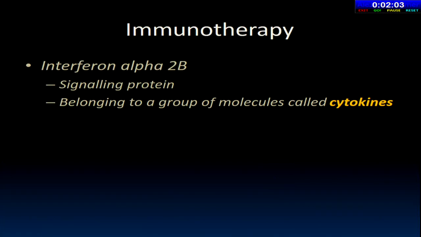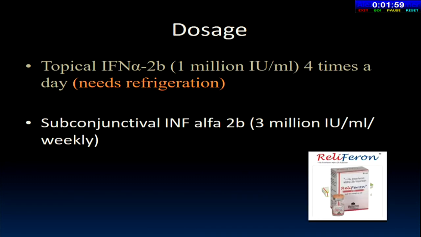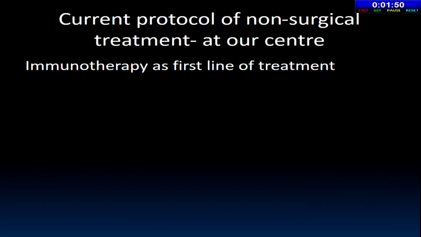What is it? It's a cytokine, interferon alpha-2b that is used. It comes as an injection, needs to be reconstituted to drops. You can use it as 1 million international units per ml or as subconjunctival injections. We use it as first line at our center, and many centers do in the world.